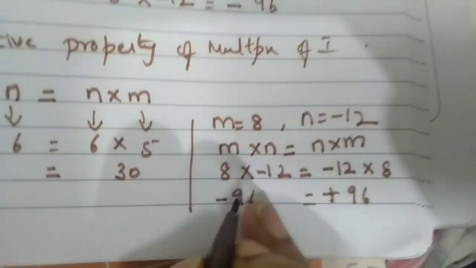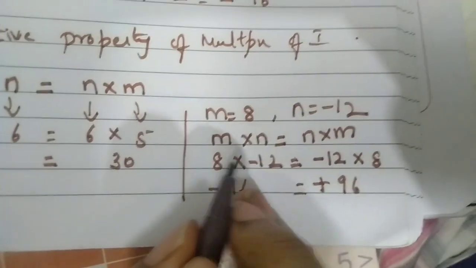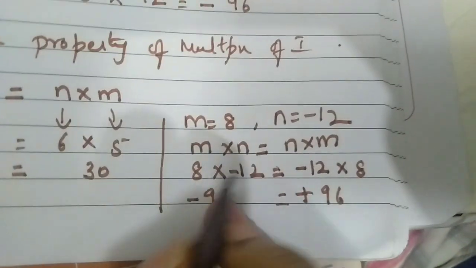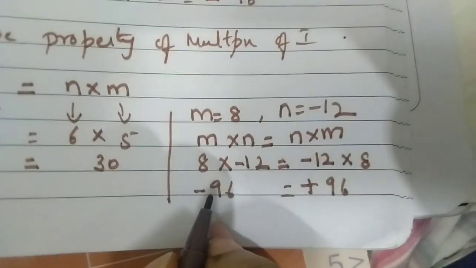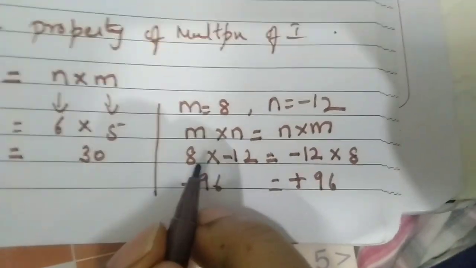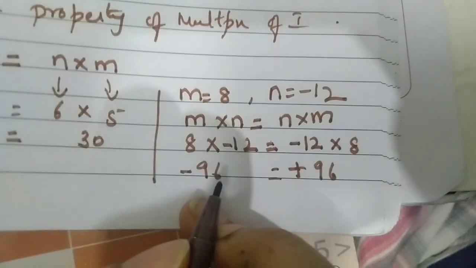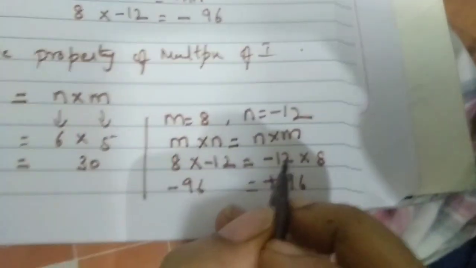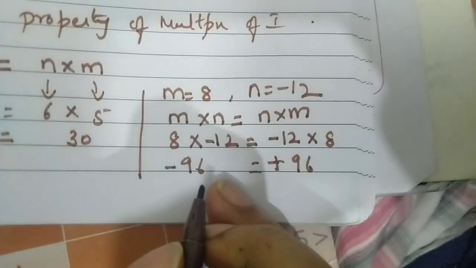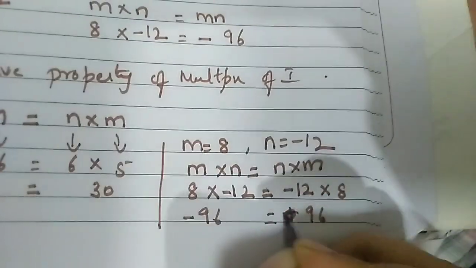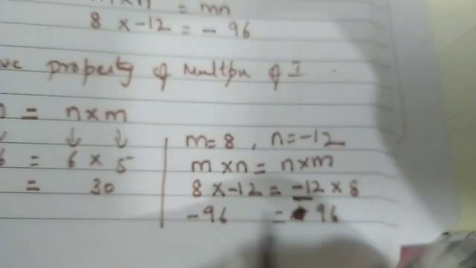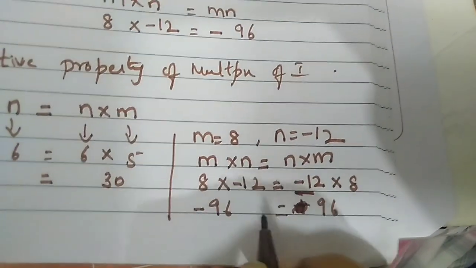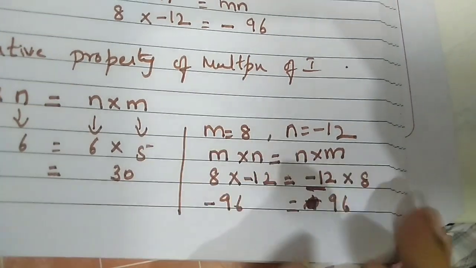First, let's multiply the signs in case we have a positive integer and a negative integer. Plus into minus gives you minus, then multiply the numbers. 8 into 12 gives you 96. Similarly, minus into plus gives you plus, and 12 8s are 96. So here it needs to be minus because plus into minus is minus. So the values are the same: minus 96 equals minus 96.